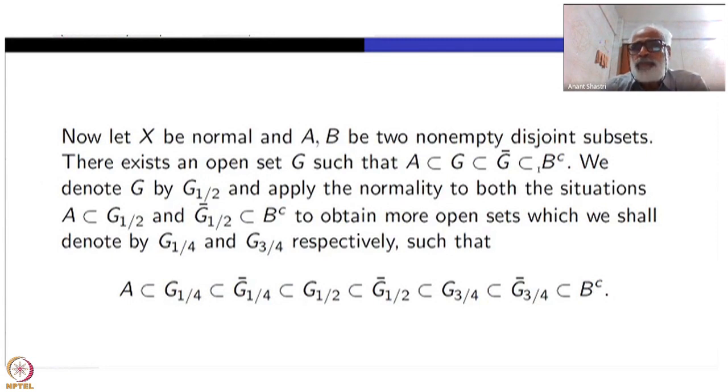So we have started a process here. There is going to be an iteration of this. So I am denoting the first iteration, this G, by G half. This notation will be clear in a moment, so you have to wait. Right now it would be better if you write it as G1. Okay. But now what I want to do, that's what I have to tell you: apply the normality to both the situations.